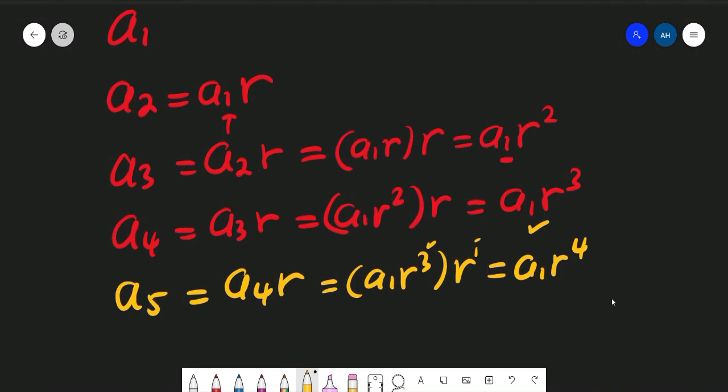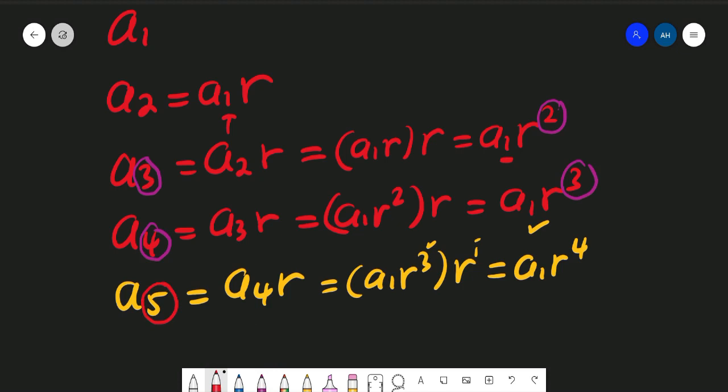Now can you see the pattern? After doing some of these terms of the sequence, maybe we can recognize the relationship between, for example, A3 and A1 R square. Do you notice this number 3 here and this number 2, and this number 4 and this number 3? Do you see the difference or the relationship between these two numbers?